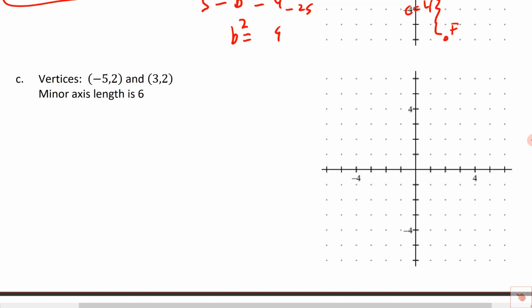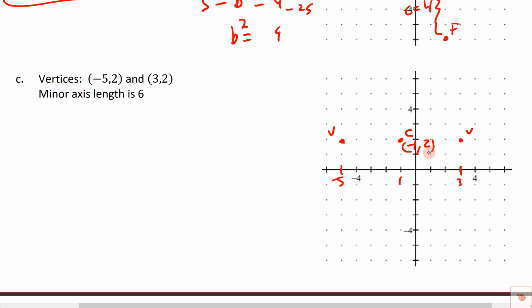This one gives us vertices. So 5, 2, -5, 2, and 3, 2. Those are vertices. So we know we're running horizontally with a major axis. And then it says the minor axis is 6 units in length. So if I'm back here at -5 and right here at 3, the center of that would be 1. So the center is going to be right here. So -1, 2.